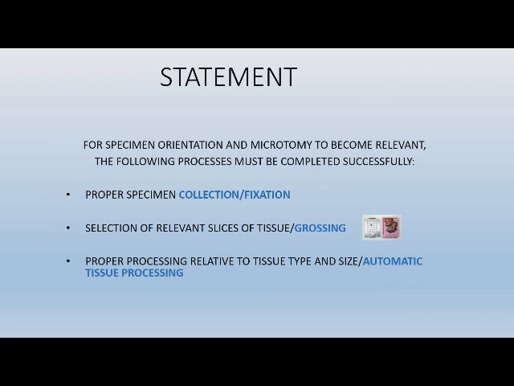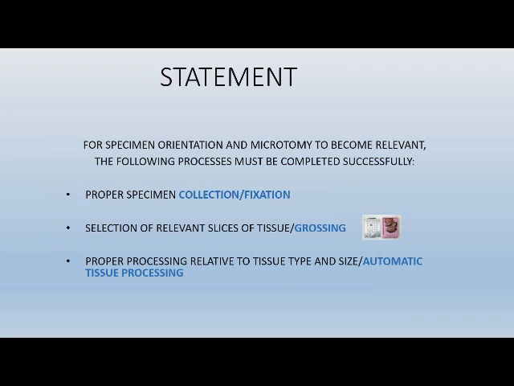So first of all, we've got to get a proper collection of a specimen. We rely on our surgeons and our family practitioners to get those specimens for us, and that they're put into fixative really quick and they're fixed properly, not dry, not necrotic. So we need a good specimen brought to us first. Then we need someone who has knowledge of anatomy, gross anatomy, so that they can select relevant slices of the tissue, something we call grossing.